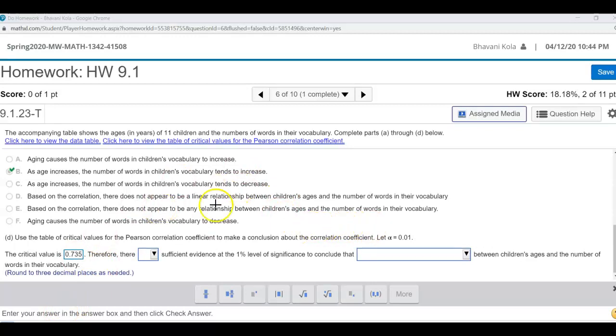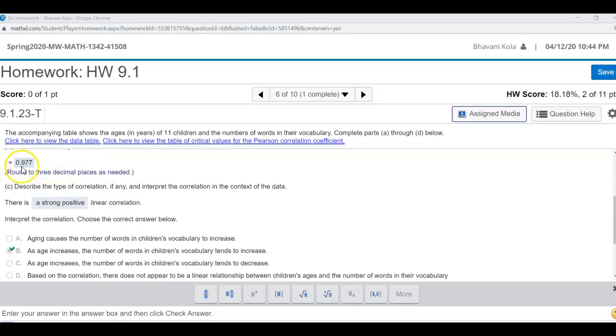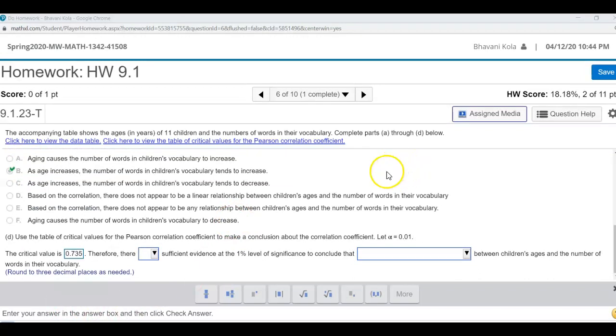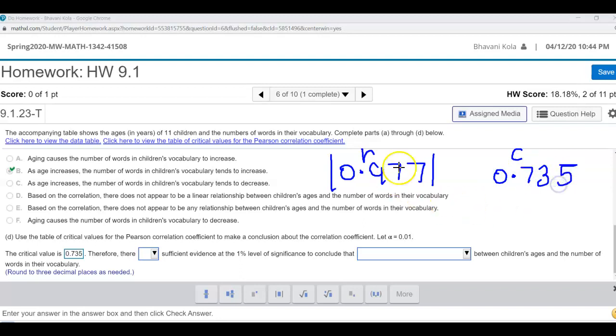Once I have my critical value, what is my correlation coefficient? So let me go back here and get my correlation coefficient. My correlation coefficient is 0.977. This is my R value, the absolute value. And my critical value here is 0.735. So I clearly see that my R is greater than my critical value.